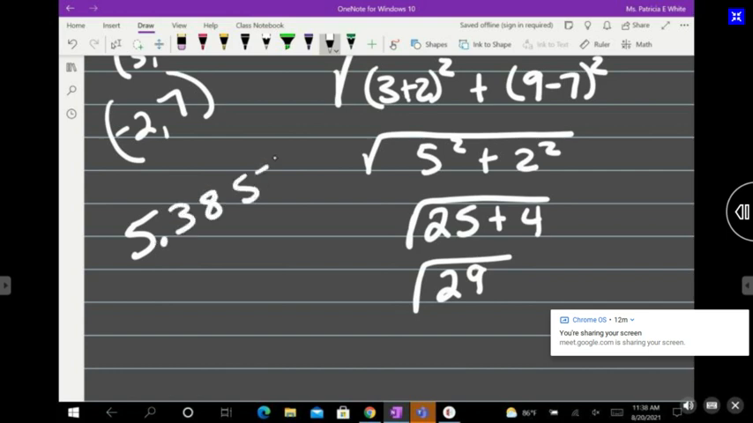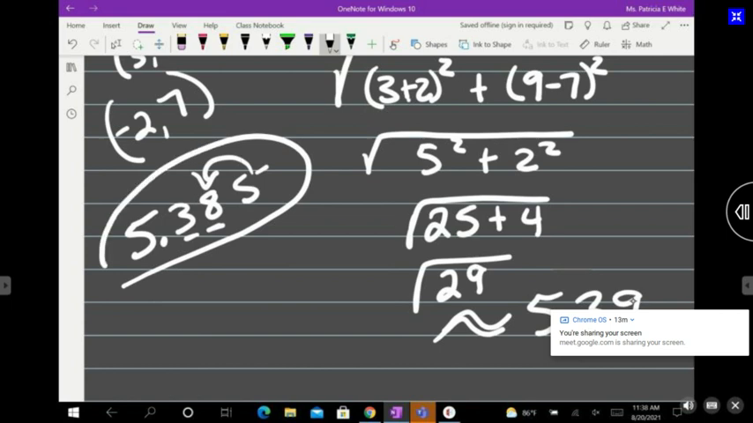All right, so 1 place back, 2 places back. What does this 5 say that 8 should do? So mine is approximately 5.39. Okay? Explain that. Our calculator gave us this number. We're rounding to the hundredths. 100 has 2 zeros, so I'm going 2 spaces back. That's the 8. 5, 6, 7, 8, 9 says you round up. So my 8 becomes a 9.